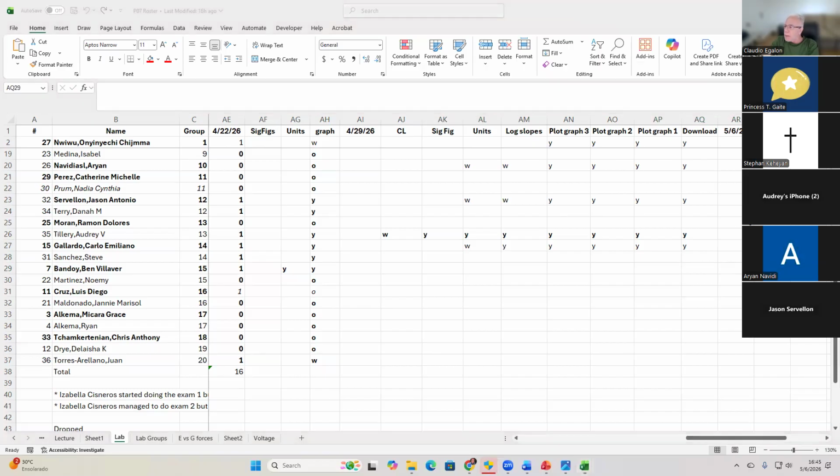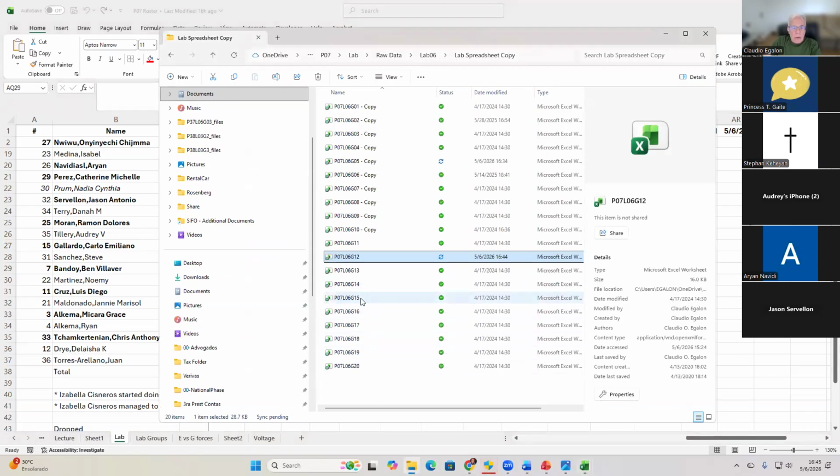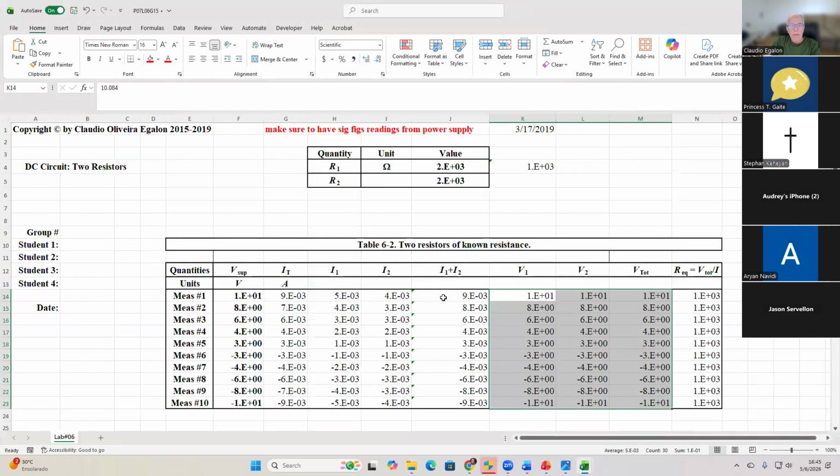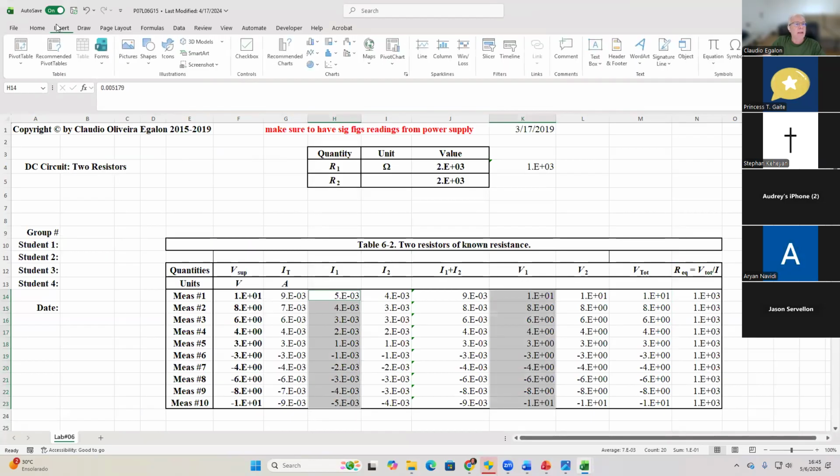Let's see. I plotted the graphs and got, wow, 56%, 75%. There's something wrong there, okay? So let's see what the problem is, Ben. Your group number 15. Let's see what the problem is. Sometimes we just plot the wrong column. Here you go. Did you plot V1 and I1, right? Did you do that, Ben? Okay, so let's see what we get here.